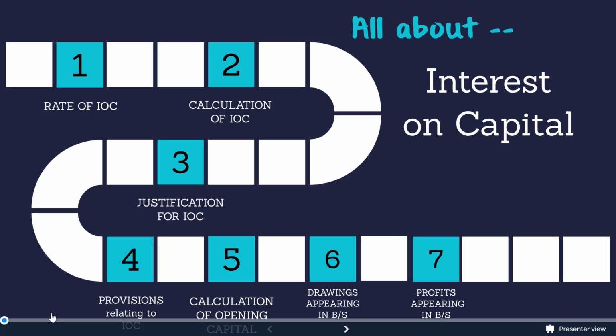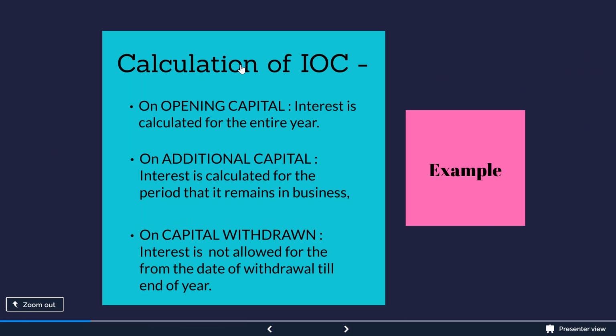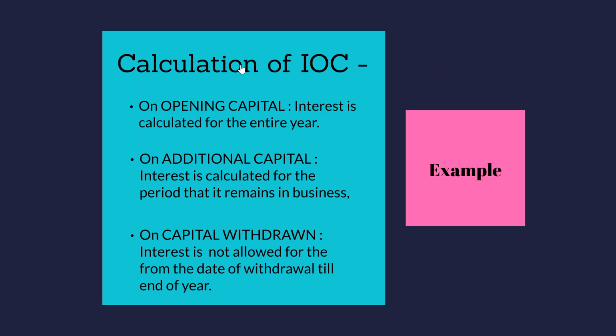Let's go to the second point. How do we calculate the amount of interest on capital when there is additional capital and or withdrawal of capital? There is a very easy formula for calculation of interest on capital when there is additional capital introduced and also capital withdrawn.